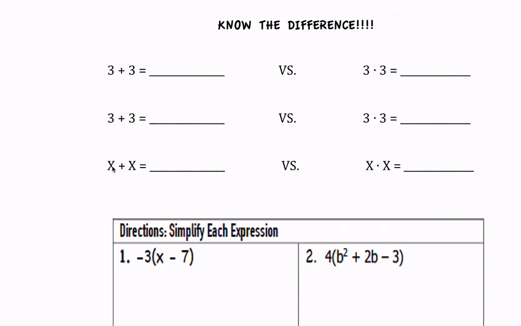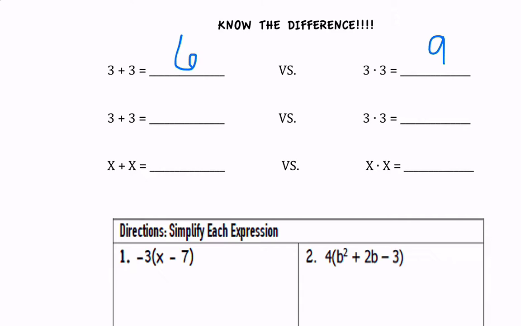Remember, a variable just stands for any number. In this case, I'm going to let x be 3. So let's do it. 3 plus 3 equals 6. But what about 3 times 3? 3 times 3 is 9.